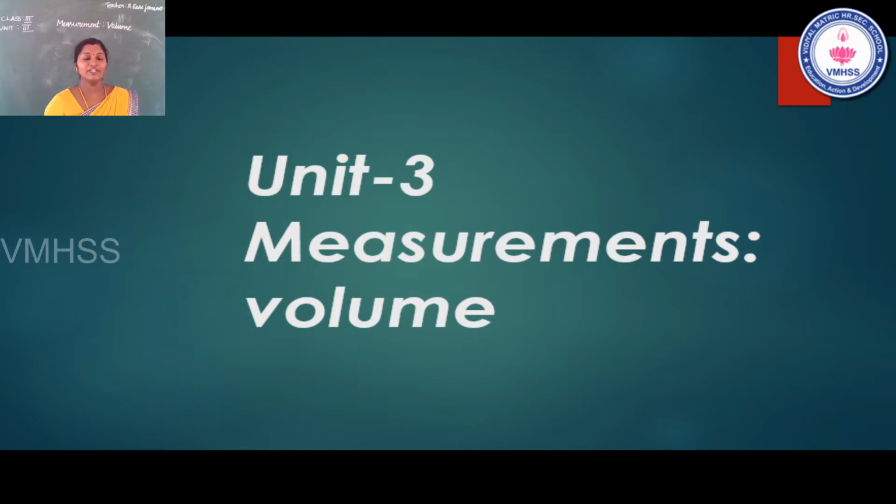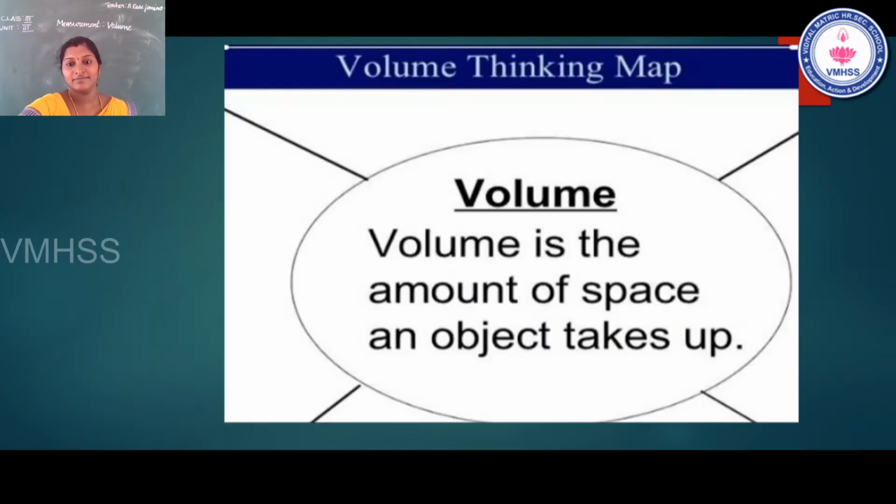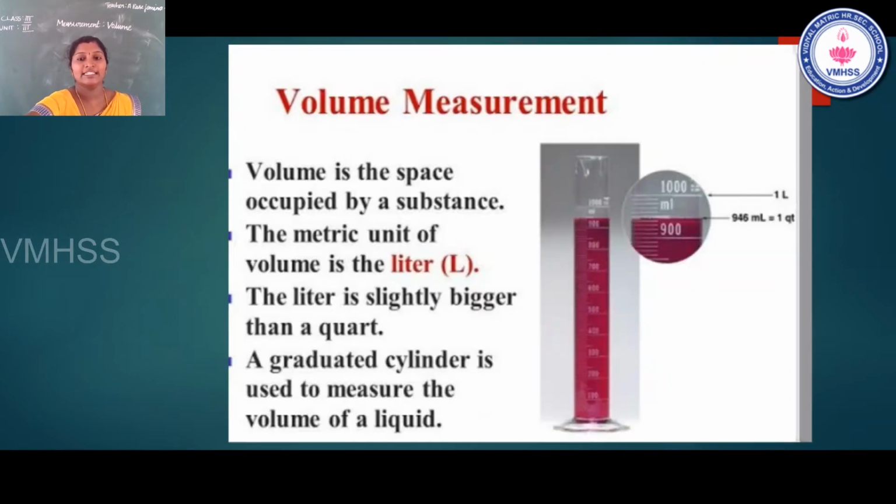Today we cover Unit 3, measurements value. So what is volume? Volume is the amount of space an object takes up. Next, how to measure the volume? Students, please take a screenshot.